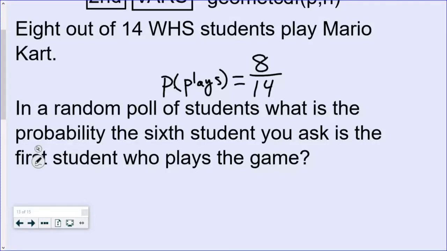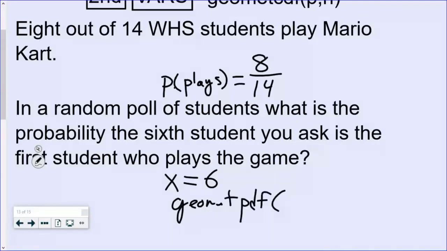And in this case, I want to know what's the probability the 6th is the first. So I'm really looking for x is exactly 6. So I know this is going to be a geometric, and it's going to be a PDF. I want exactly 6. My probability is 8 out of 14.